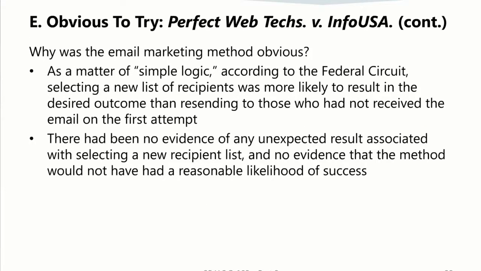The email marketing method was obvious because the Federal Circuit found it logical to select a new list of recipients rather than resending the email to the initial recipients who did not receive it. Further, there was no evidence of unexpected results associated with generating a new recipient list, and no evidence that the method would not have had a reasonable likelihood of success.